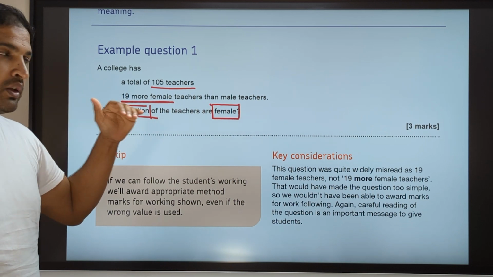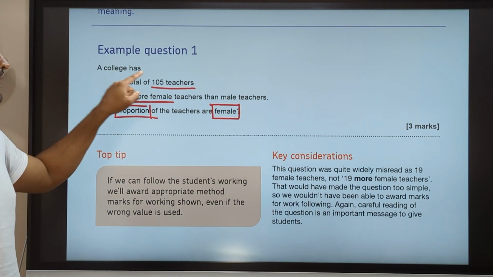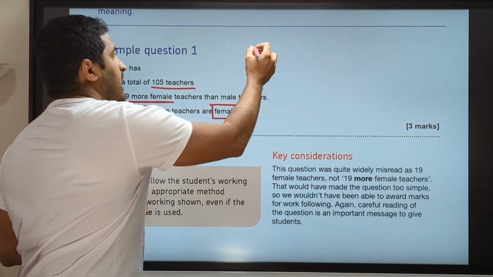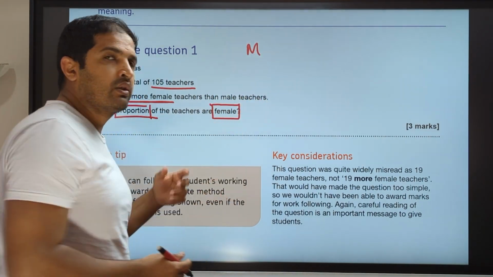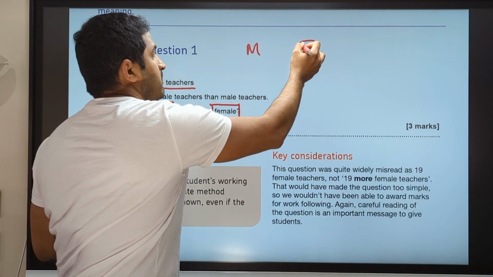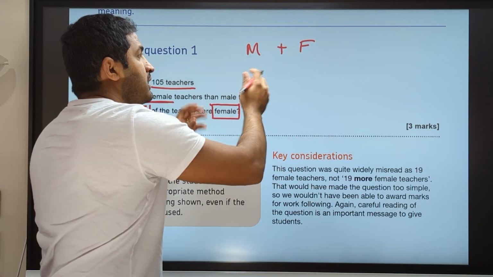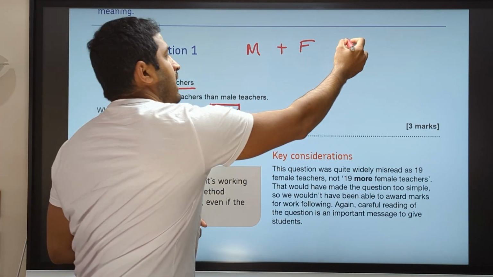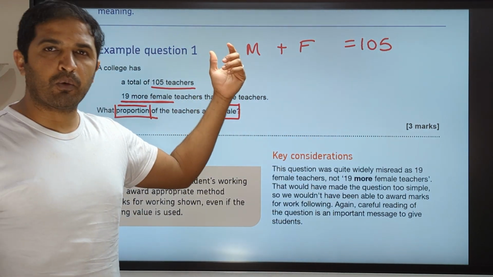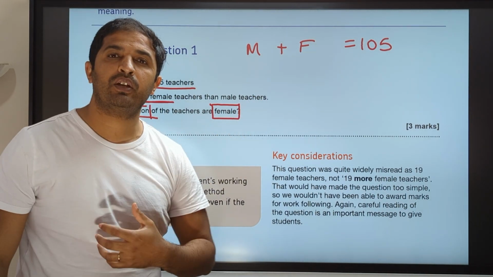Make sure you read the question carefully. If you have 105 teachers and 19 more female teachers, that means I have some male teachers, we don't know what that is, and then the female teachers. You can have male teachers plus female teachers, and that should give you 105. So M stands for the number of male teachers, F stands for the number of female teachers.